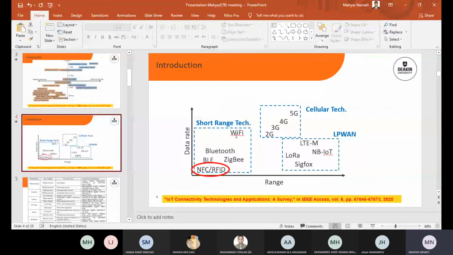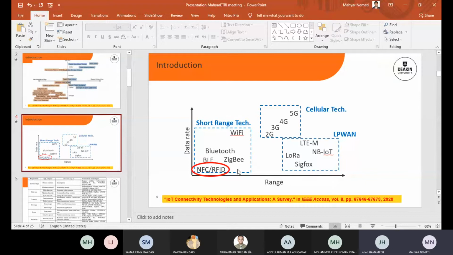On the other hand, we have short range technologies, which are like Wi-Fi, Bluetooth, Zigbee, Bluetooth low energy, and NFC and RFID technologies. There are some other technologies that can be considered in this classification, like Li-Fi. I just skipped that since it's not yet standardized and largely used in the industry.